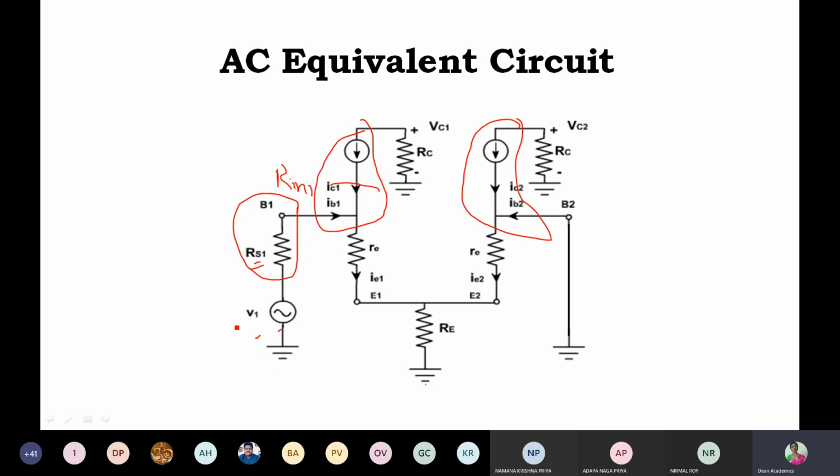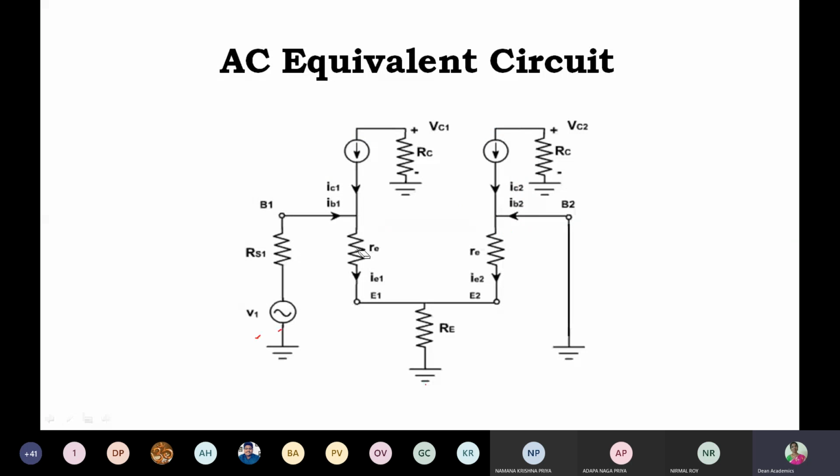Similarly, the voltage source can be V in 1, V in or V1, anything you can write. So this is the AC equivalent circuit for your single input balanced output differential amplifier. Are you able to follow this circuit now? Yes or no? Yes, ma'am. Right.